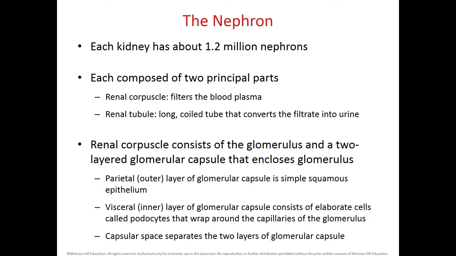Now let's talk about the specific characteristics of the renal corpuscle. So within the renal corpuscle, we have a tuft of capillaries that is known as the glomerulus. And this glomerulus, this tuft of capillaries, is protected by a double membrane. So this double membrane is known as the parietal and visceral glomerular capsule. So the parietal is the outer layer that protects these capillaries, and it is made out of simple squamous epithelium. The visceral layer is in close contact with some cells that are called the podocytes, and these podocytes will wrap around the capillaries of the glomerulus. And in between the parietal and the visceral layer, we have a capsular space that helps to receive the filtrate.